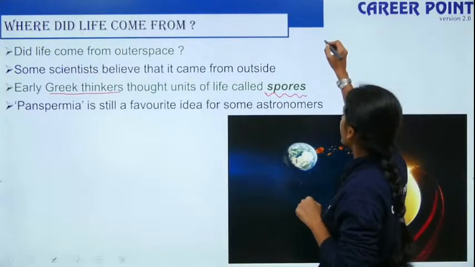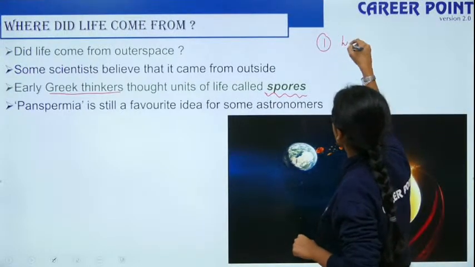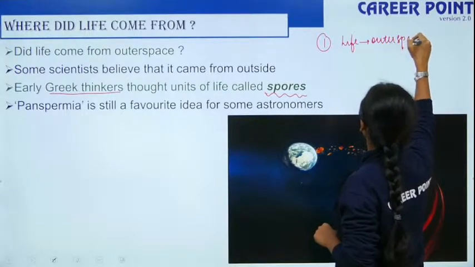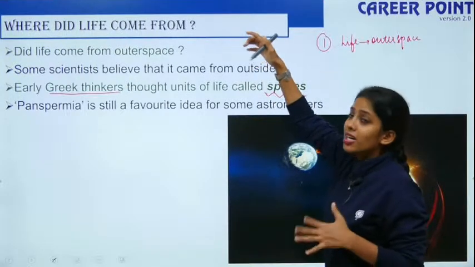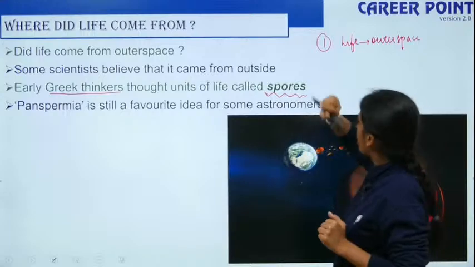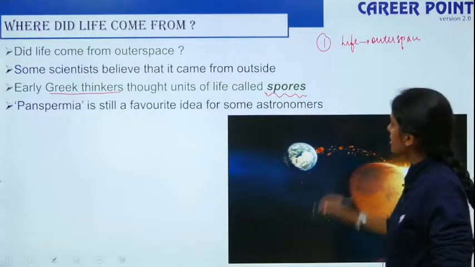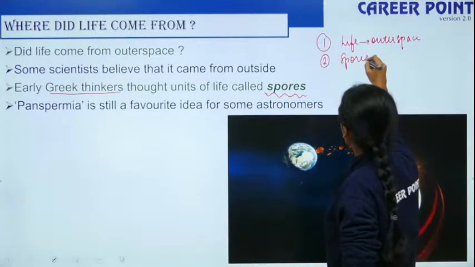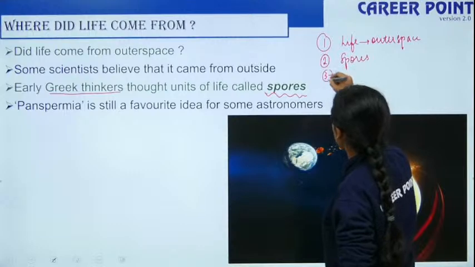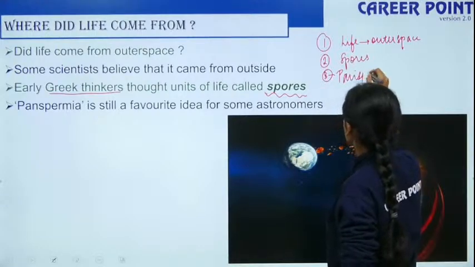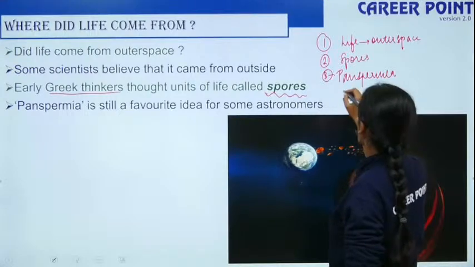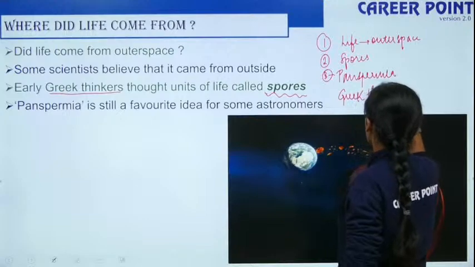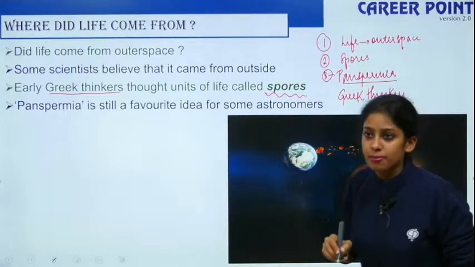So the first theory is that people suggested life came from outer space. So this is the life. We are talking about how the first life came into picture. Okay. So life came from outer space. Fine. They call this life spores and this theory is known as the theory of panspermia. Who gave this idea were your Greek thinkers. So the first theory was the theory of panspermia, right?